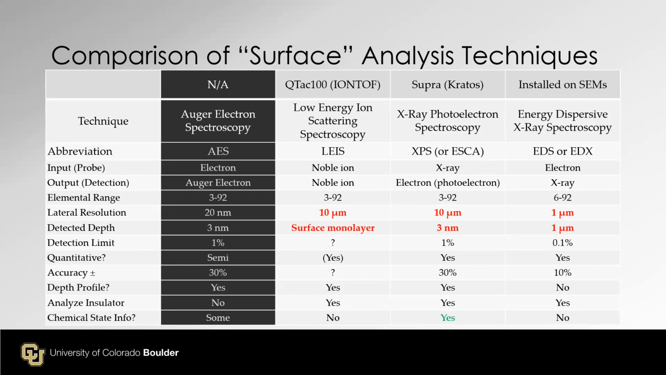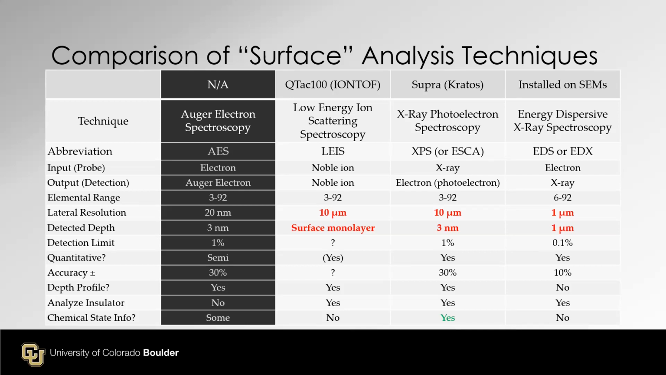But in practice, LEIS is not very good at detecting lighter elements. Oxygen, we can detect all the time. Carbon is kind of the lowest. Yes, but sometimes not easy to detect carbon clearly.